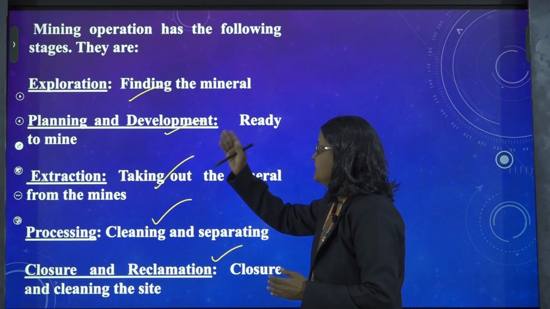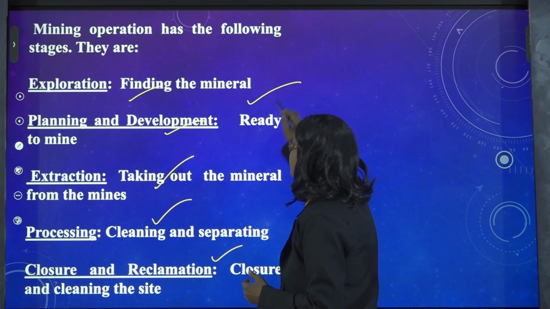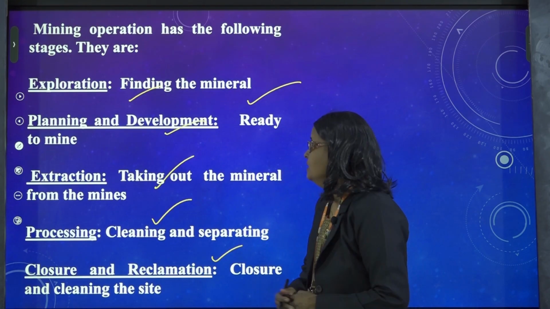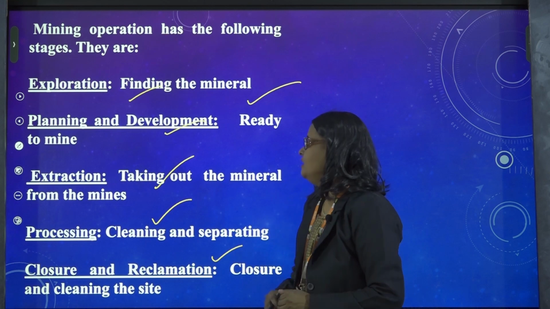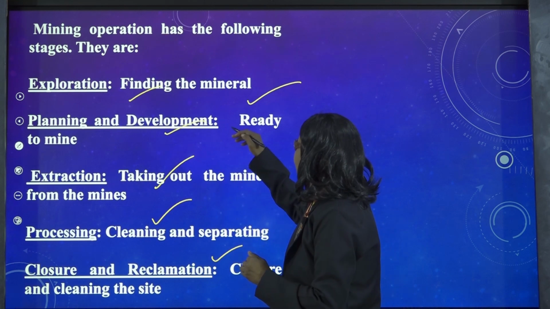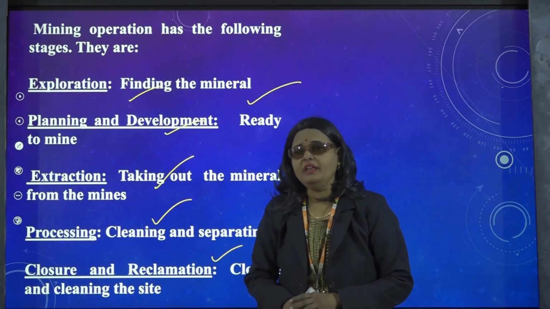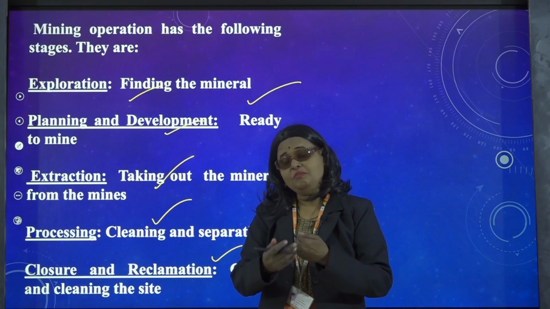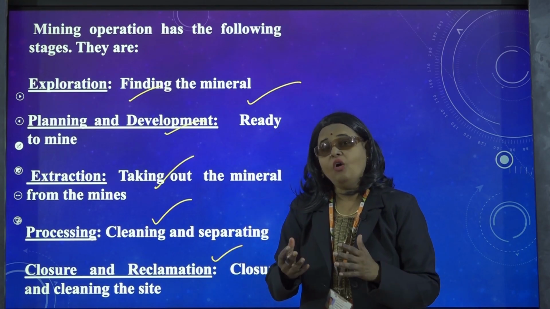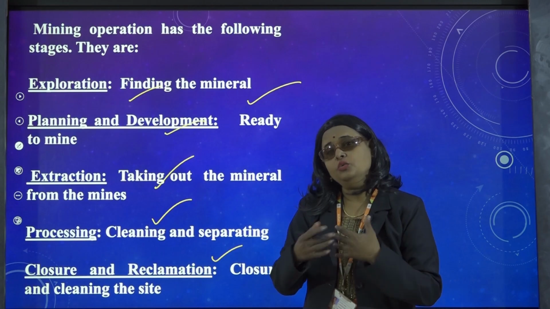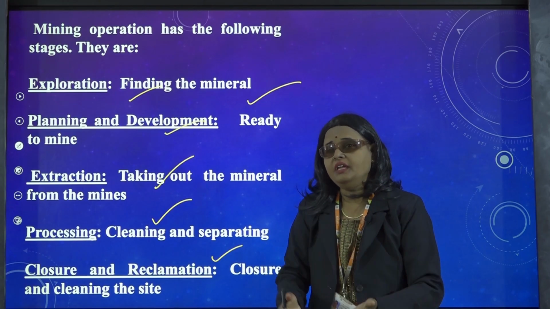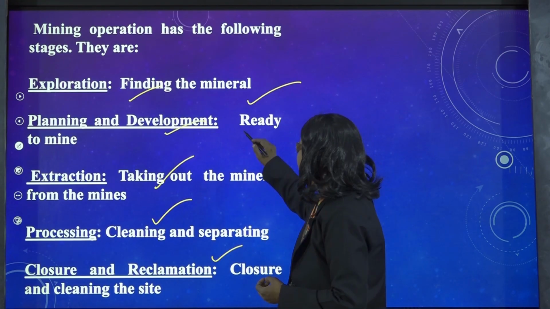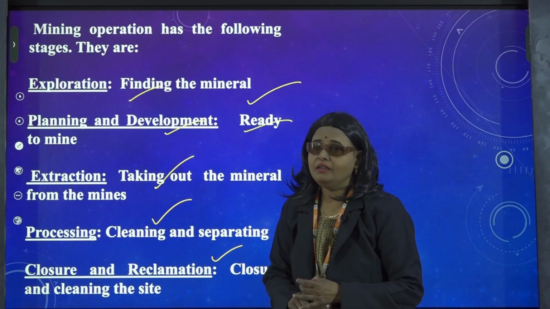What is the first one here? Exploration. What is this exploration? Searching and finding the mineral. After finding the mineral, they will go for planning and development. That means getting ready to mine. They will take permission from the government, assess, and estimate how much it will cost. Everything they will do, and they will make it ready to mine. That is planning and development.